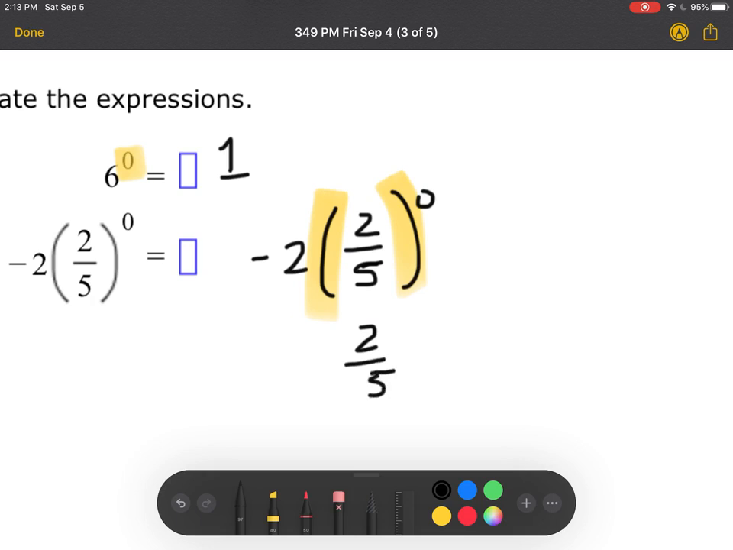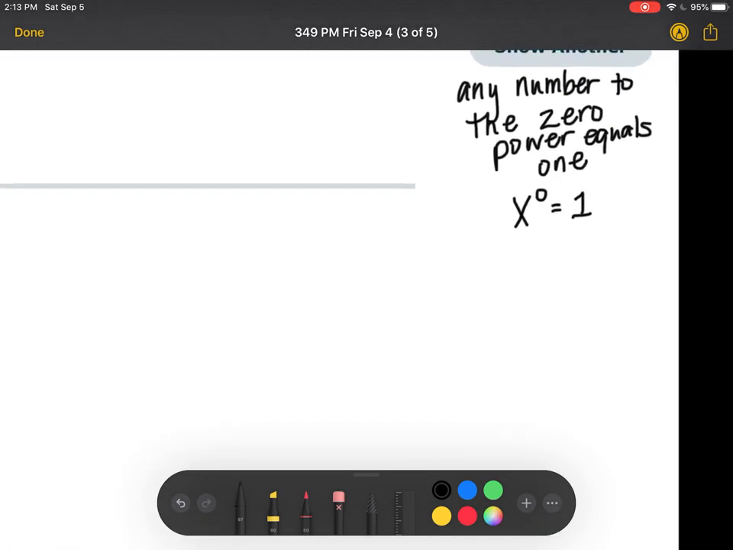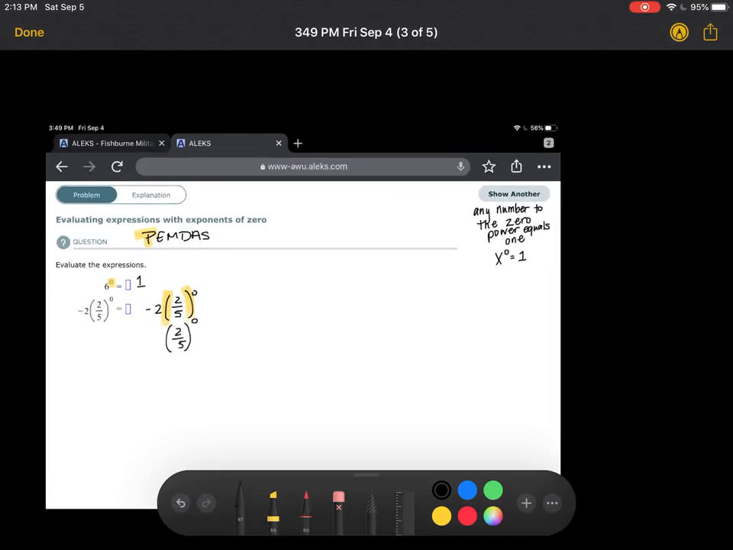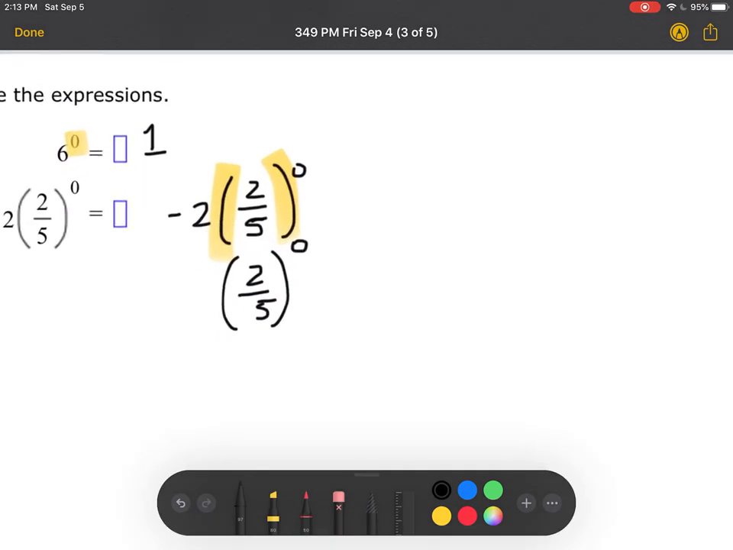After that, what is in the parentheses is to the power of 0. Well, 2/5 is a fraction, so that is a number that is to the power of 0. If I look back at my notes, it says any number to the power of 0 equals 1. It doesn't matter if it's a fraction. So 2/5 to the power of 0 is 1. Then I'm going to rewrite my question. It says -2, parentheses 1. I'm going to keep that parentheses there.